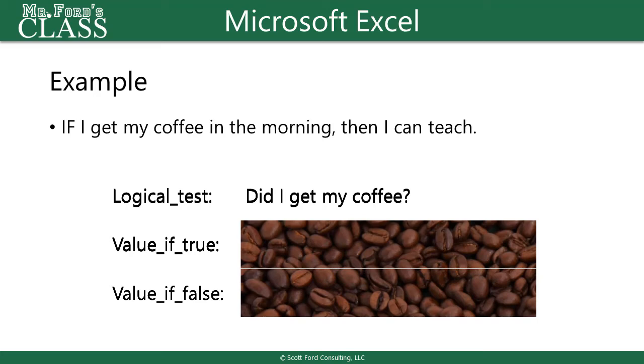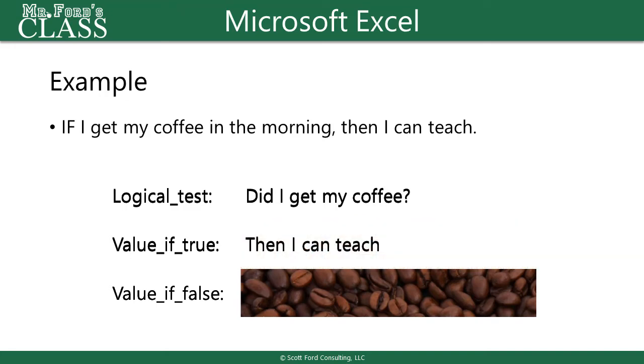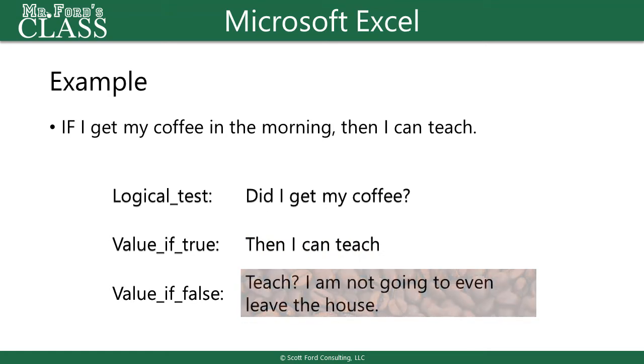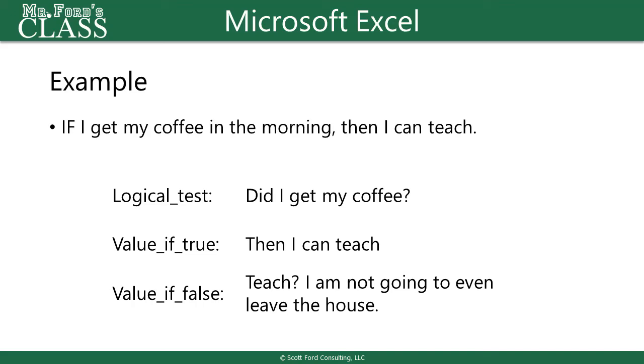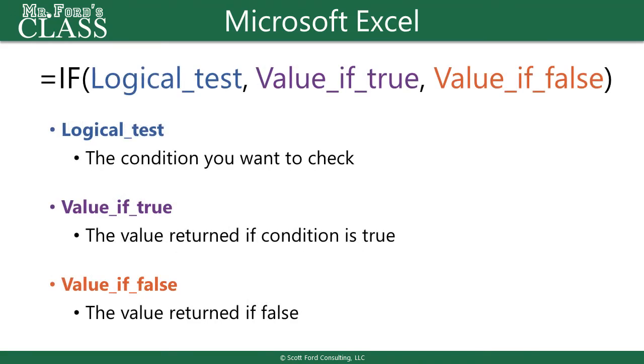Now, somebody could argue maybe you haven't finished it yet, but that's not what we're talking about. We're talking about, did I get my coffee? The logical test here is, did I get my coffee? If this value is true, if this came to pass, then I can teach. If it's not true, if I didn't get my coffee, then I'm not even getting out of the house. So that would be the value if false. And that really is how basic this thing is. It can get complicated upon that. You can get it more complex, but at its root, it is yes or no, on or off, true or false. And then it's just how you write it into an Excel spreadsheet.